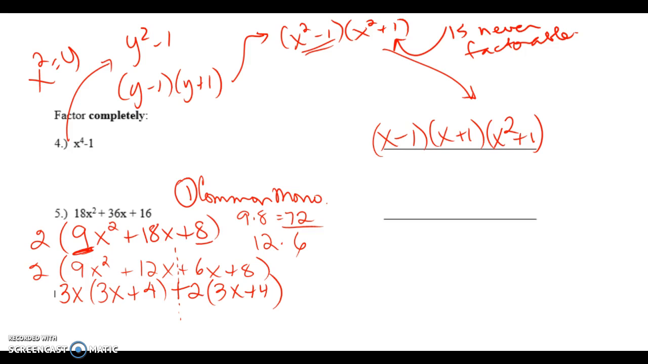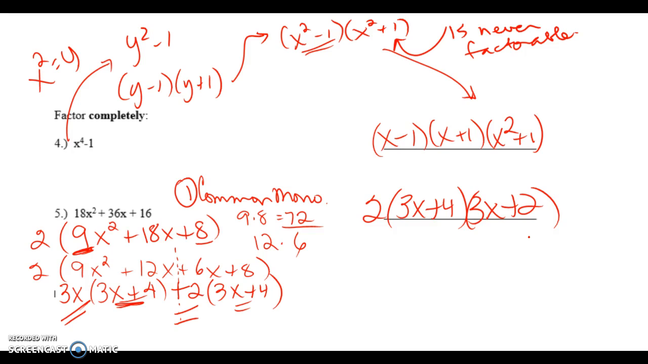Remember, when you're factoring by grouping, this is not counted twice. Basically, what I'm going to do is factor the 3x plus 4 term out of here. Don't forget my 2. When I pull the 3x plus 4 term out, what's left? 3x plus 2. That is how we factor number 5.